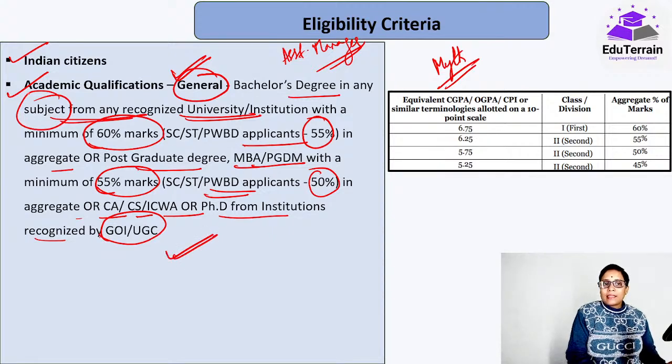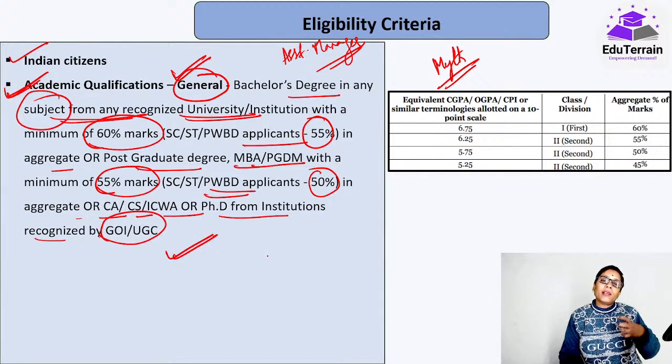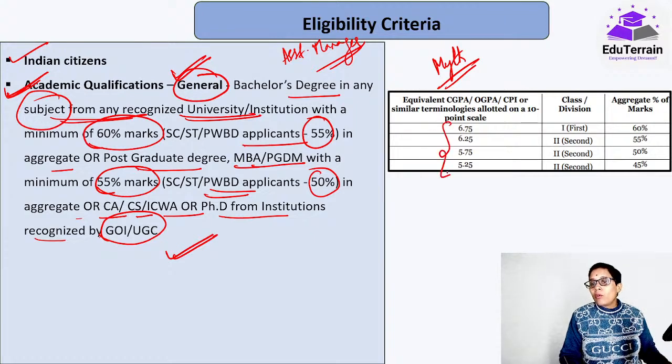So these are the academic qualifications. Now again, many times it happens that a few institutions and educational institutions take up GPA, grade point average, overall GPA and all that. So for that they have already mentioned the scale here, as you can see here, 6.75 से लेके ऊपर it would be first division, aggregate percentage 60%, 6.25 से second, 5.75 तक second again, but यहाँ percentage change होता है.